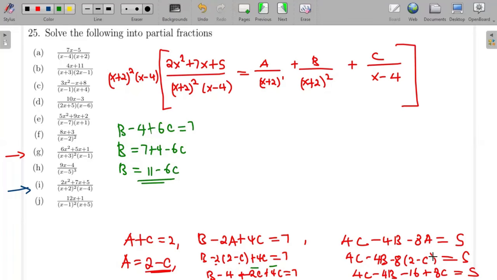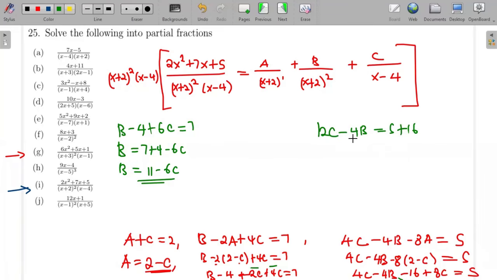And then from here, we have 4c plus 8c, so that should be 12c minus 4b is equal to 5. And then I take this minus 16 to the other side, so that is plus 16. Okay, so that is what I have.